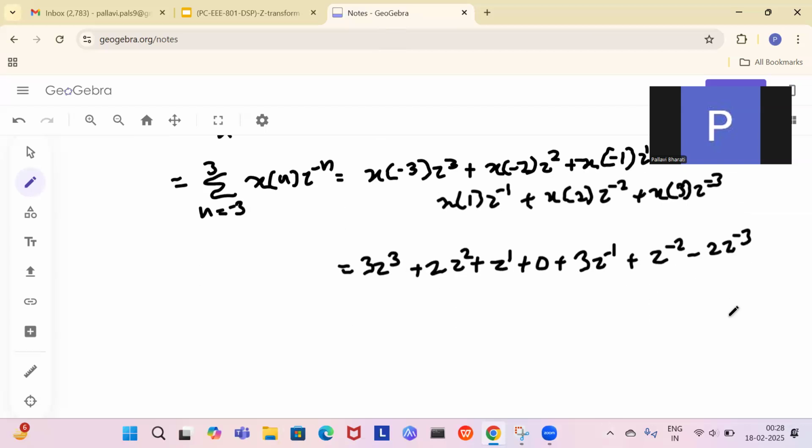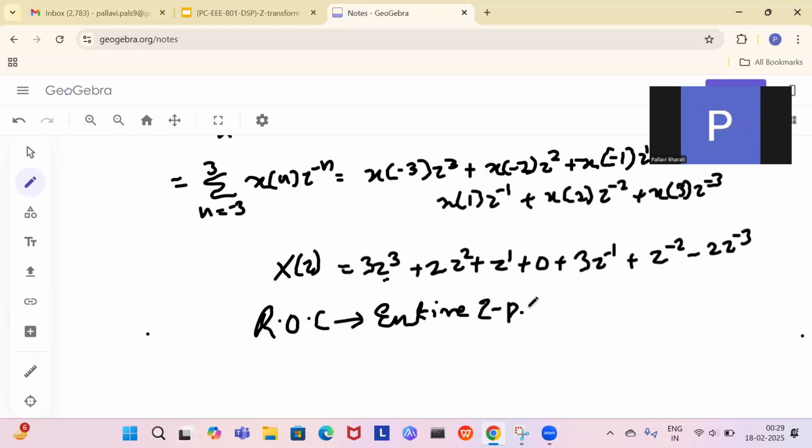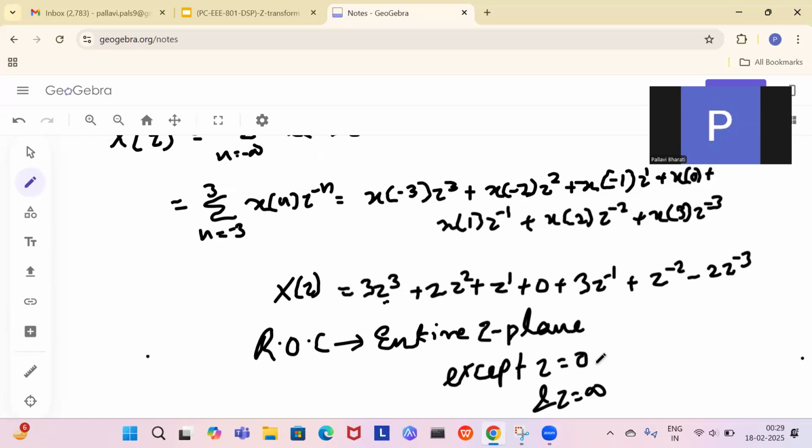Now see how to get the ROC. So this is your x of z. What is your ROC? If you put infinity over here, x of z will become infinity. And if you put 0 over here, then x of z will become infinity. So the ROC will be the entire z plane except z equals 0 and z equals infinity. Because this is a double-sided sequence, both 0 and infinity are not included.